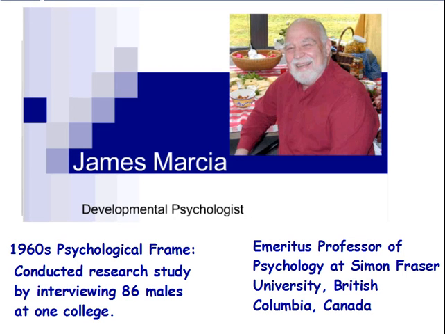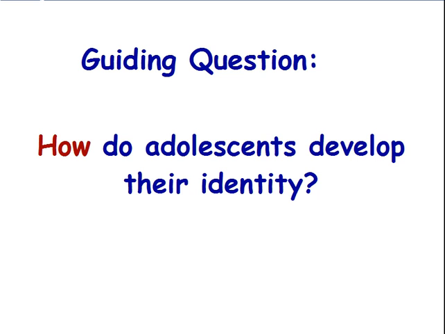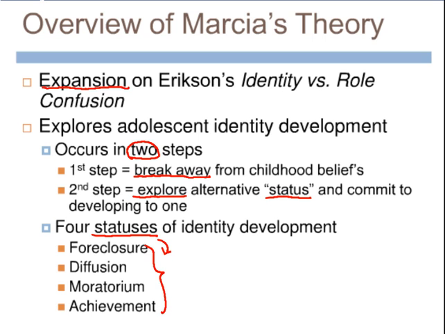For this lesson, we will talk about James Marcia, who's a developmental psychologist, and he expanded Erik Erikson's psychosocial theory on the adolescent identity crisis. He studied 86 males at one college, and he's from British Columbia in Canada. We will talk about his identity formations.